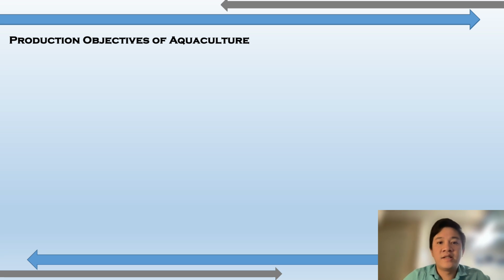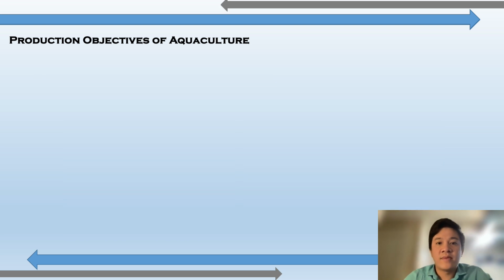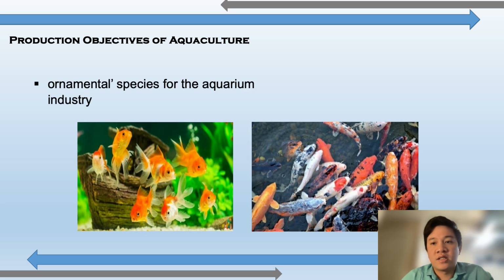As mentioned earlier, another production objective is the augmentation of wild stocks to enhance their population and for conservation, which conserves wildlife in the natural environment and will then be used for recreational and sport fisheries. As also mentioned earlier, another production objective is the production of ornamental fish, which are usually used for aesthetic purposes and visual satisfaction.